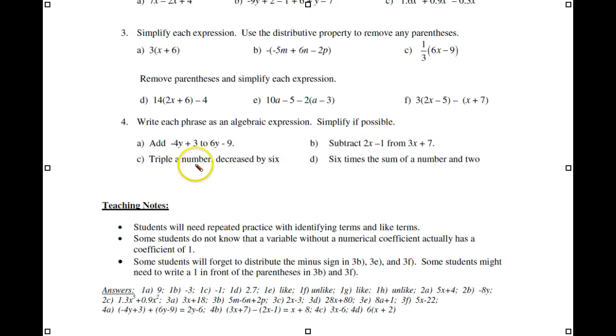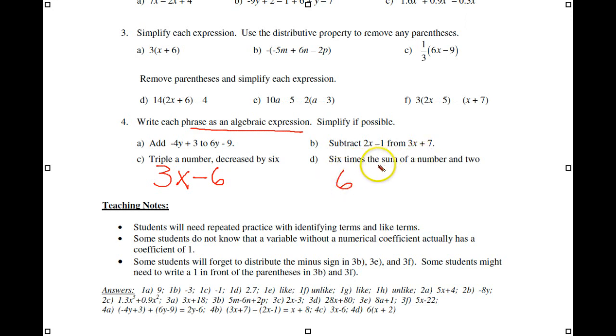Okay, triple a number. Well, we don't know what the number is, so we're going to call it x. Now, if you triple that number, it's multiplying it by 3. And then you're going to decrease it by 6. So we're starting off with some very easy algebraic expressions. 6 times.